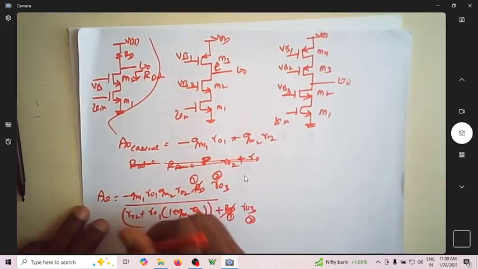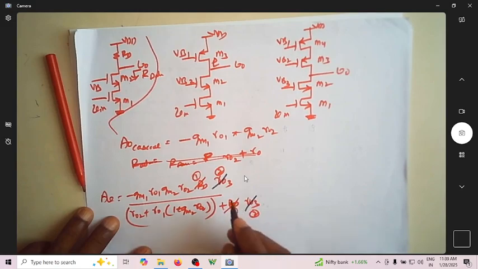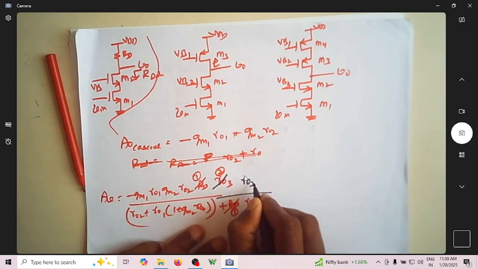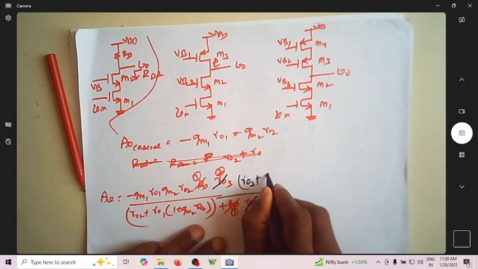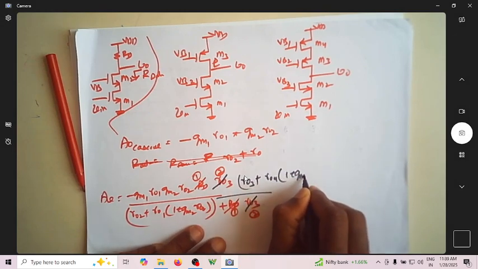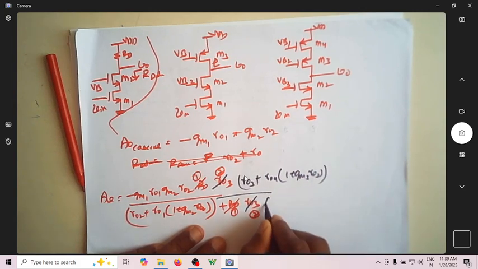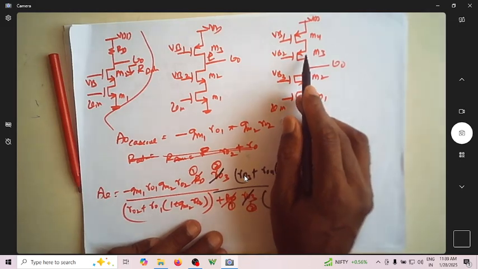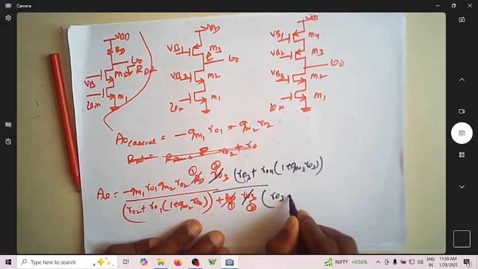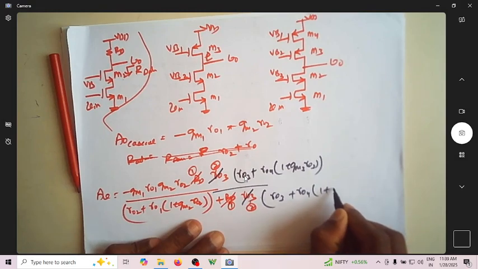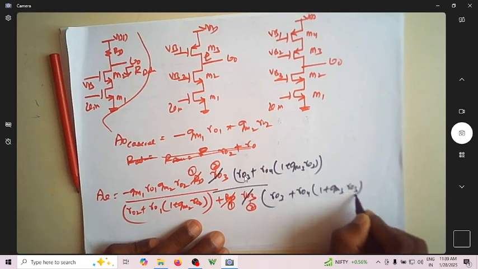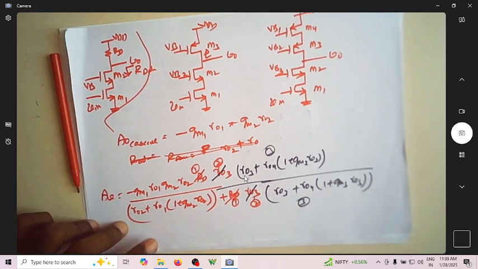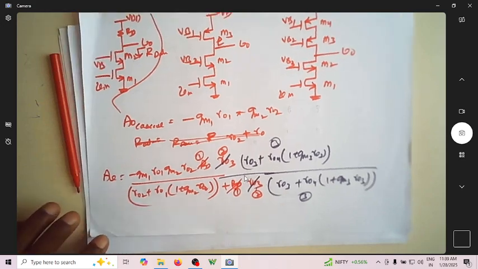Suppose you consider the third circuit, then this will also not be there. So then what will be multiplied? You'll be multiplying it by r03 plus r04 into 1 plus gm3 r03. So you'll use neither RD nor r03, but you'll use this resistance, which is nothing but r03 plus r04 into 1 plus gm3 r03. So this is for the third case. That's all. So that's what is Av of the cascode.